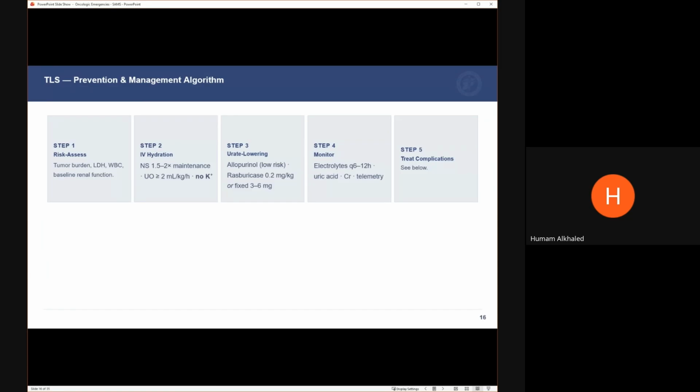And that's why we want to start saline at 150, 200 mLs per hour. Sorry, there's a typo there.